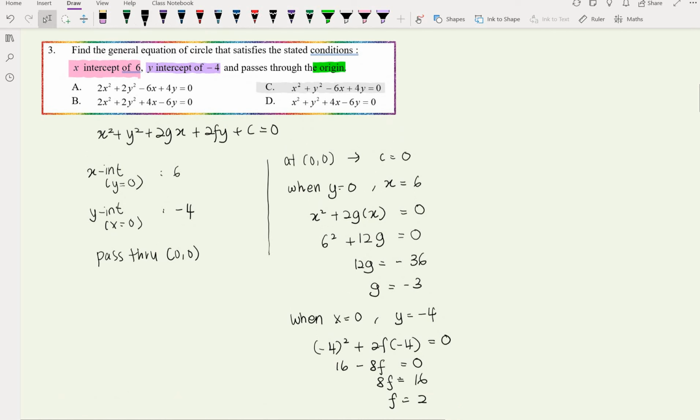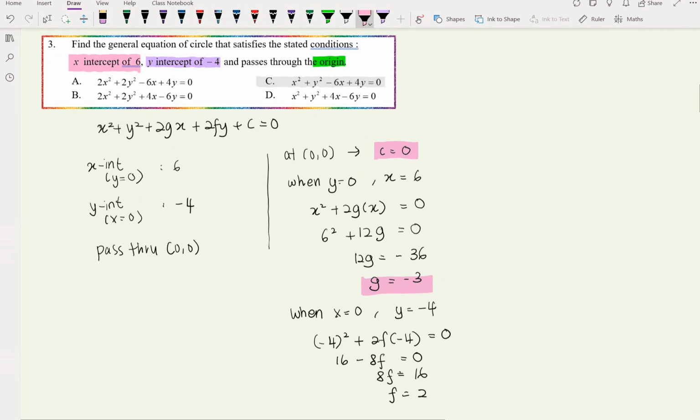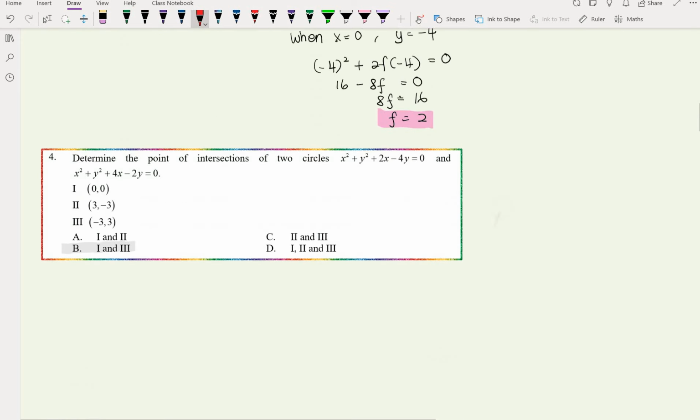So, from there, we substitute back into our equation, where we will have 3 values: C is 0, G is negative 3, and F is equal to 2. So, my equation of circle will become X square plus Y square plus 2 times G, which is negative 6, X plus 2 times F, which is just 4, Y is equal to 0. So, our answer will be equal to C.